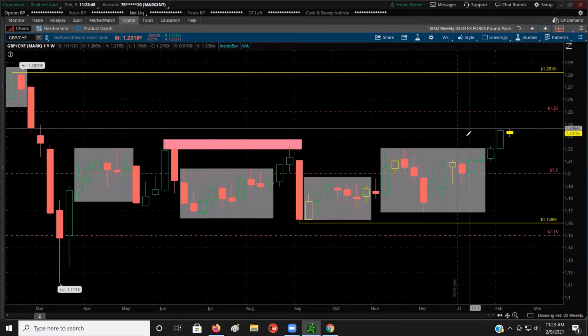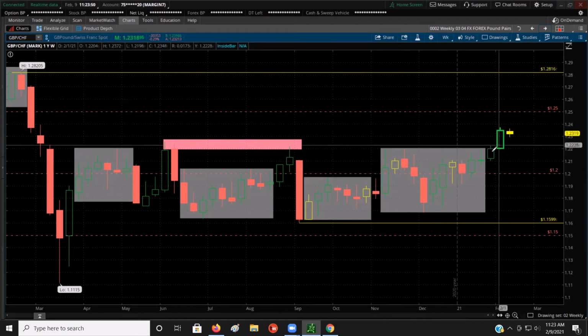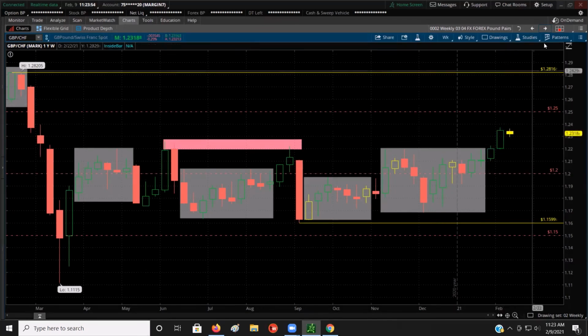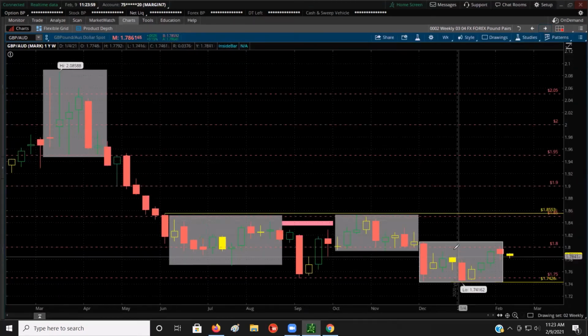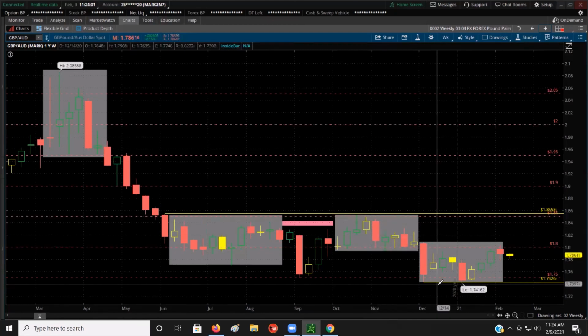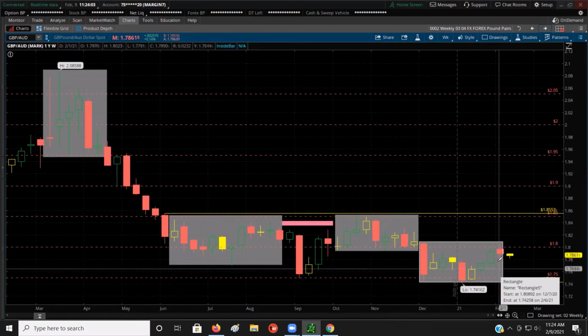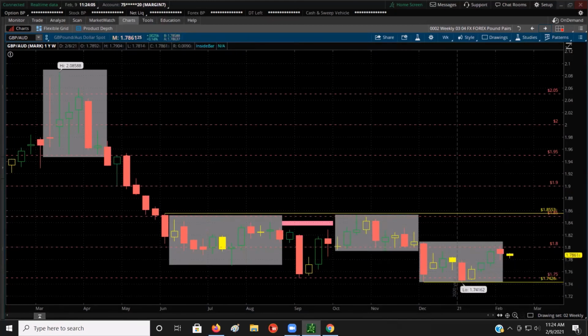Pound Swiss franc. Broke out of this consolidation, moving higher. Again, pound is gaining strength over the yen. I mean, the Swiss franc. And we'll end here. Pound Aussie. It's in a consolidation, trending down, still favoring for the what? Aussie.